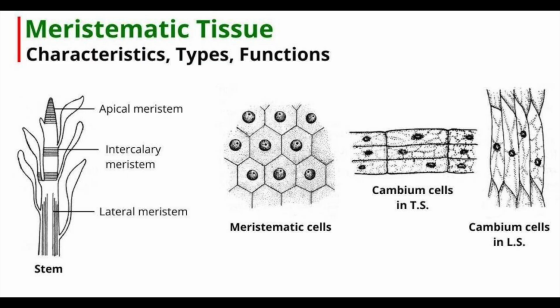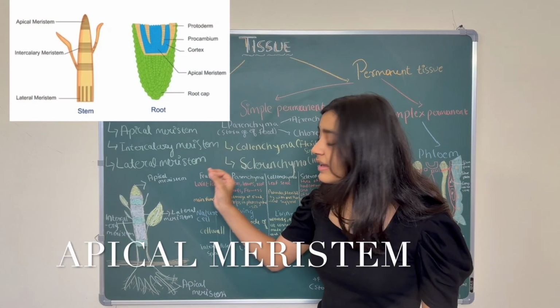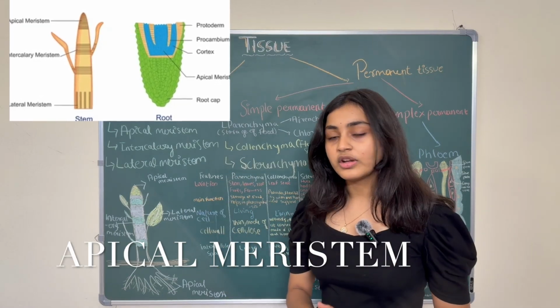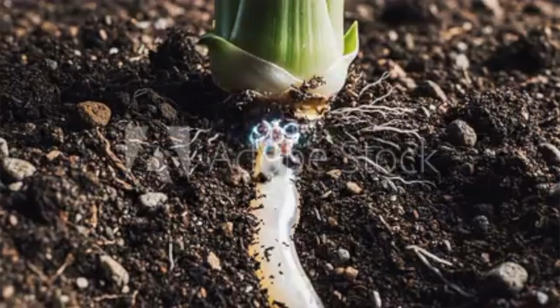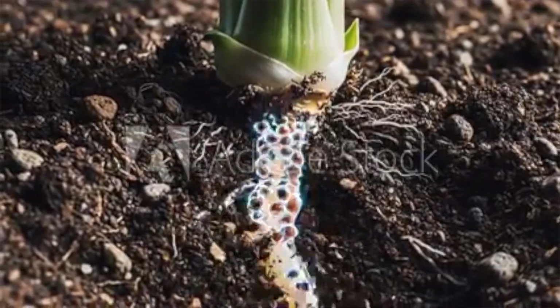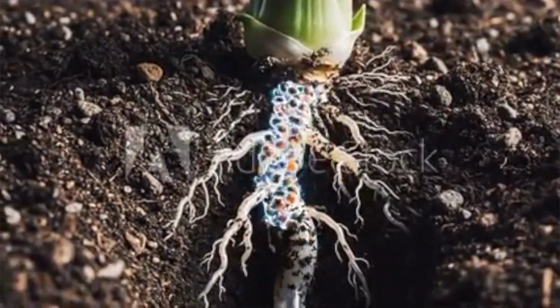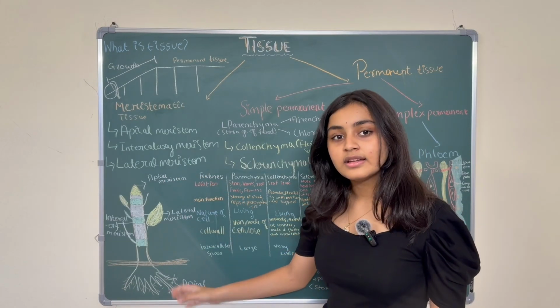Now we will look at these three in a plant. This is our plant. The apical meristem is responsible for the growth of the stem and the roots. It is mainly found at the top of the stem, and this part is the apical meristem which is responsible for growth. It is also present in the roots, and it helps the root to grow.